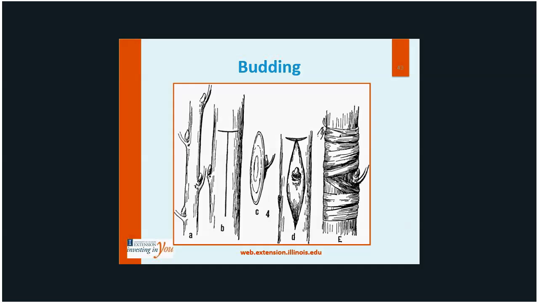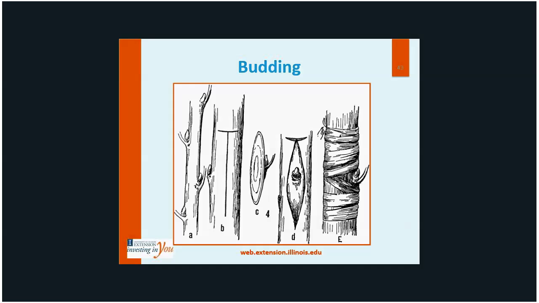If you can see on the diagram in front of you, the stem that says B on the base of it, we have a T that's cut into that trunk there. Now that's our rootstock. Then you want to remove a bud from your scion. So you're going to take a sharp grafting knife and cut below that bud. Make sure you go a little deeper so you don't damage that bud. This works wonderfully on roses.